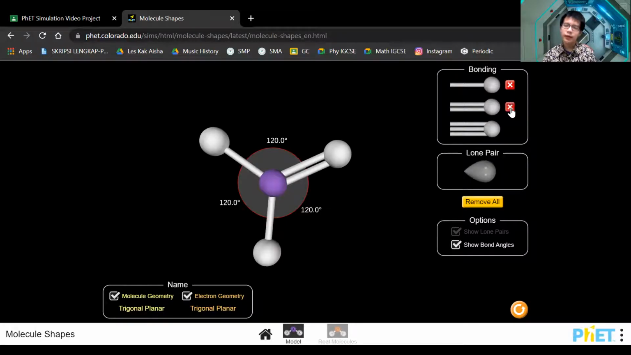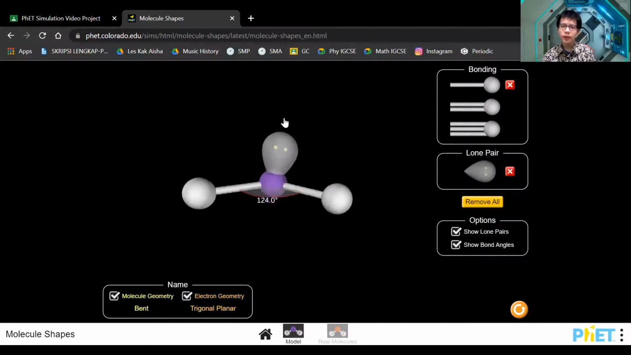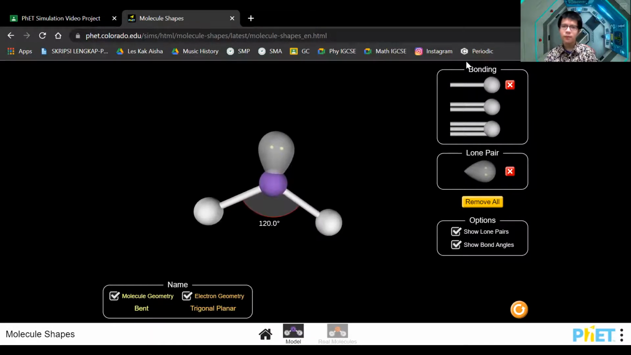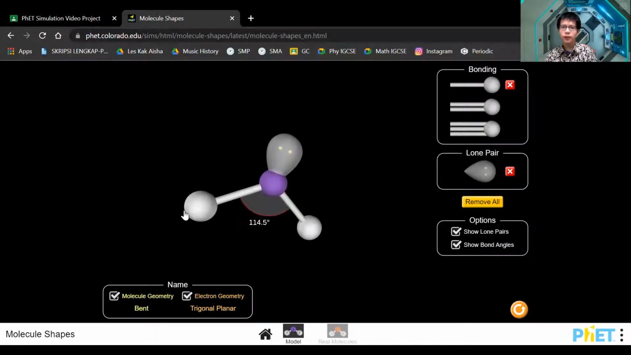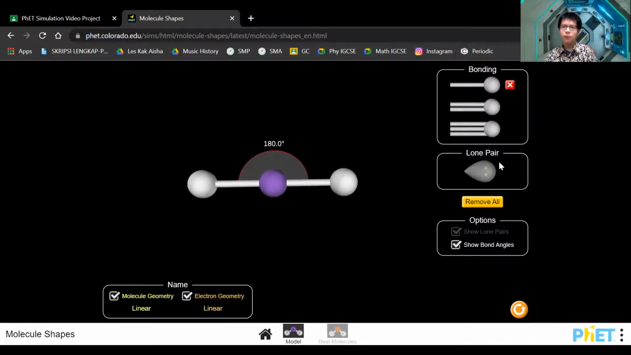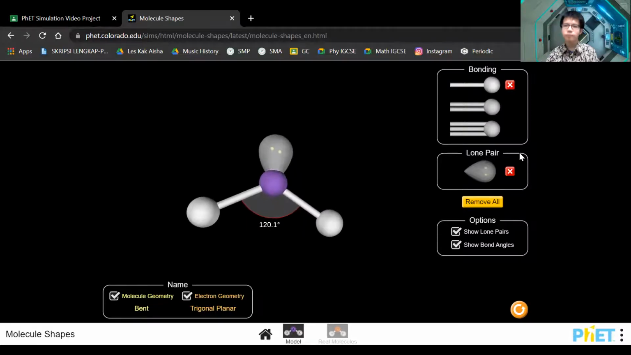What if I change it into a lone pair? The name of the electron geometry is still the same, trigonal planar, but the molecular geometry is bent, because if you imagine it without looking at the lone pair, the molecule looks bent. The angle is 120. It is different: if we lose the lone pair it is 180, and if we use the lone pair it is 120.